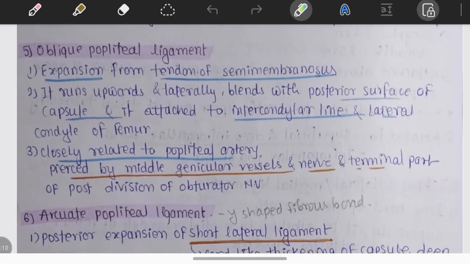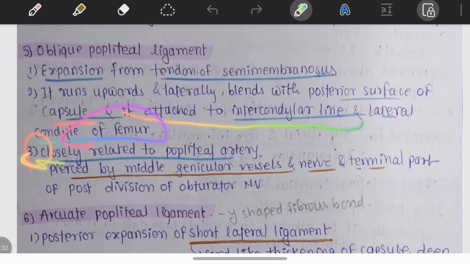Then the fifth ligament is the oblique popliteal ligament. First, it is an expansion from the tendon of semimembranosus muscle, and it runs upwards and laterally, blends with the posterior surface of the capsule, and is attached to the intercondylar line and lateral condyle of the femur.